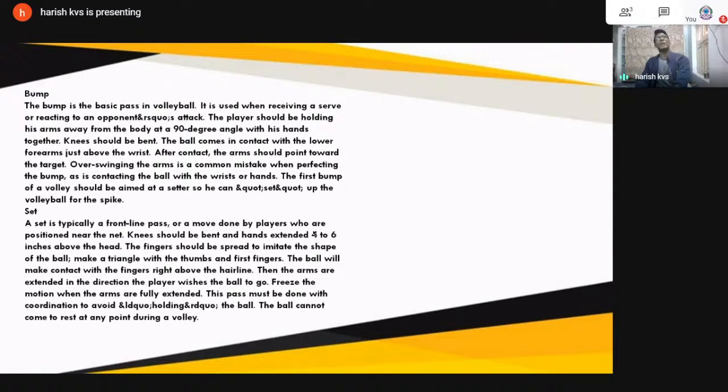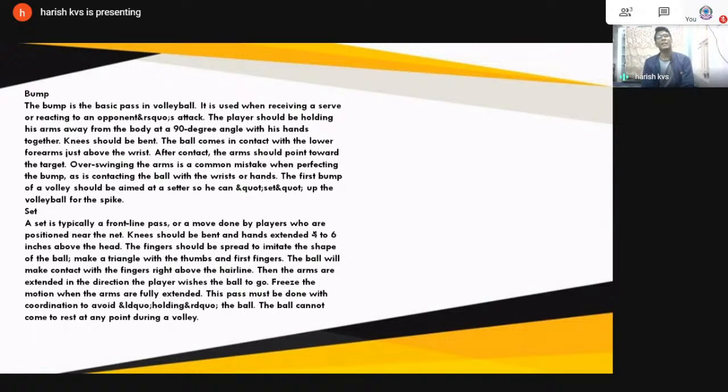So this is another kind of pass that can be made during a volleyball play. The next is a set. What is a set? A set is a typical kind of frontline pass, mostly done by the libero player. Most of the time, a setting is done to make a comfortable position for your front row player to play an aggressive smash towards the opponent court.